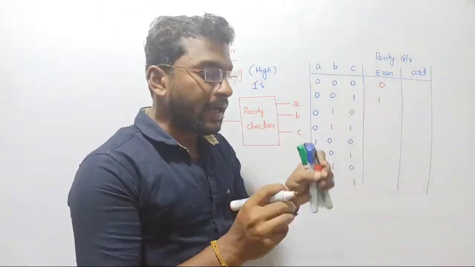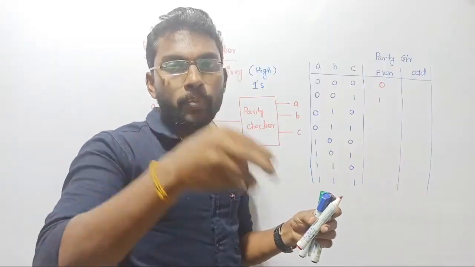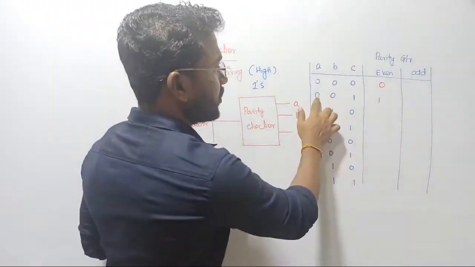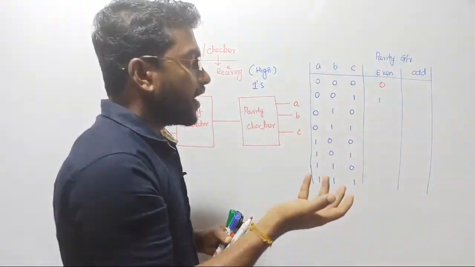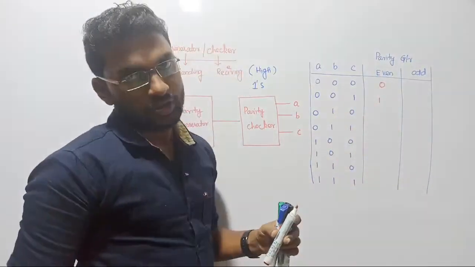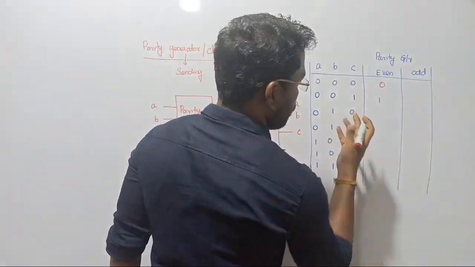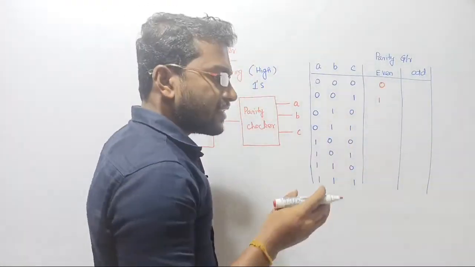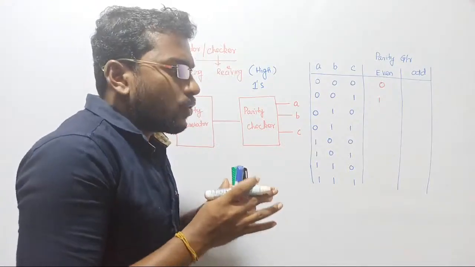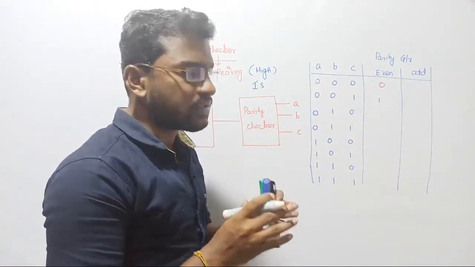Now your parity generator will add one more bit with the data such that, see there, 0, 0, 1, 1. Now your new data will become what? Even number of ones. Do you all agree with me? Yes. Similarly, let us consider 0, 1, 0. This is also not acceptable. Why? Because even parity generator will consider only even number of ones. Odd number of ones are not acceptable.